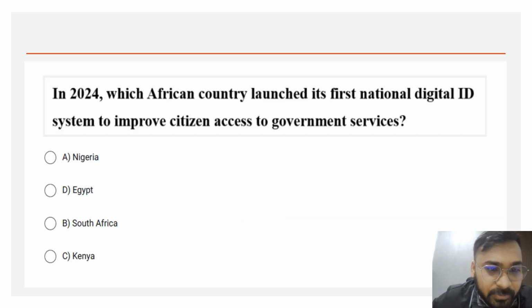In 2024, which African country launched its first national digital ID system to improve citizen access to government services? It is Kenya. That is the right option. Africa. It is Kenya.